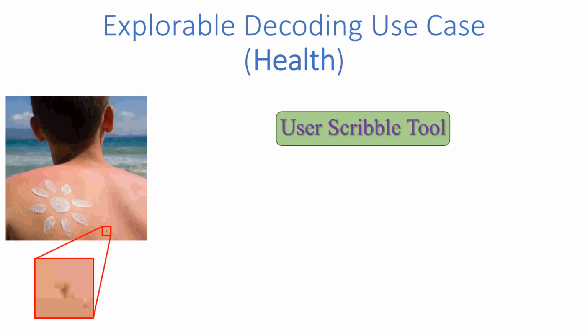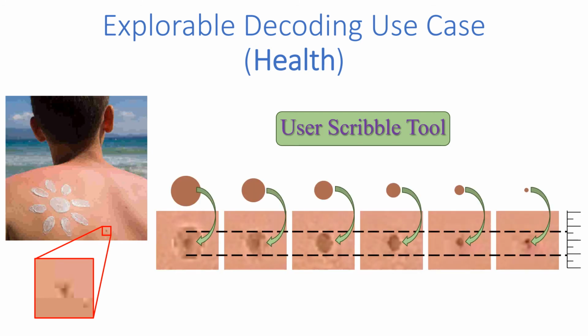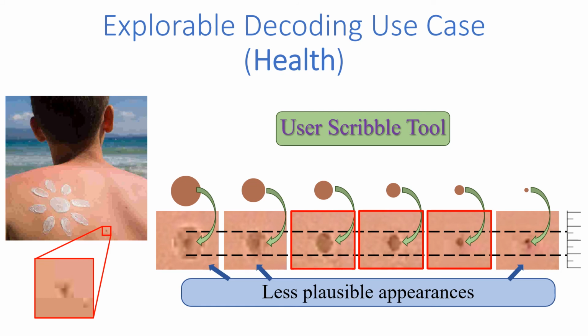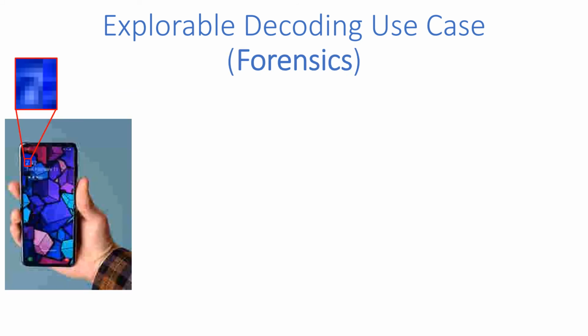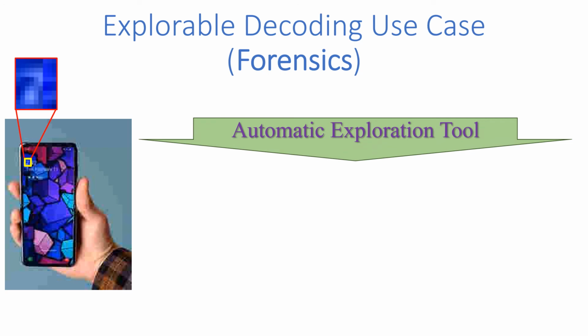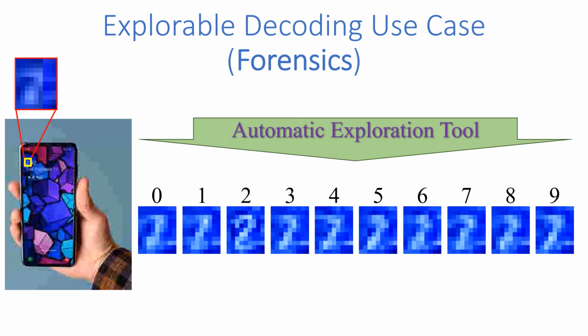Going back to the medical example case, the dermatologist can now use our Scribble tool to examine different mole sizes and to estimate the range of likely sizes. In our forensic example, an investigator can now use our special automatic exploration tool by simply marking a region of interest. Our system then attempts to decode it so as to appear like each of the possible solutions, which in the case of a digit means decoding it as each of the possible digits 0 to 9. The investigator can then visually examine our framework's outputs corresponding to each digit and discover that 2 and not only 7 could have been displayed on the screen.